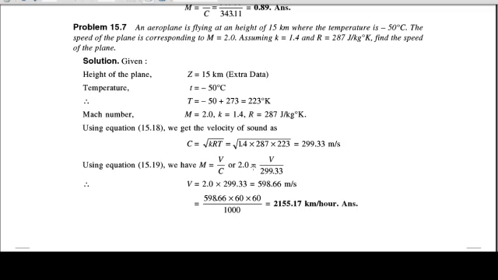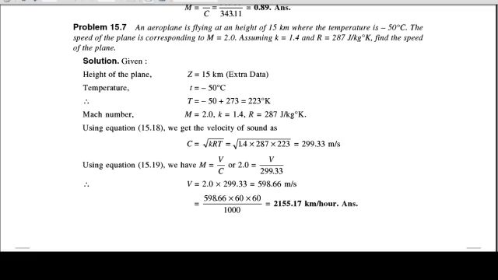Then Mach number M is equal to v upon c. Mach number is 2, we have to calculate the value of v, and c we have calculated as 299.33. So v is equal to 2 into 299.33, which is equal to 598.66 meter per second. Here we get the speed of that plane.